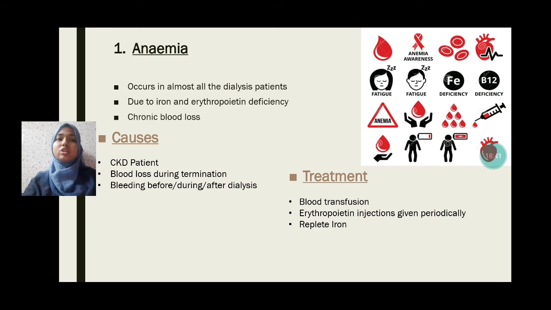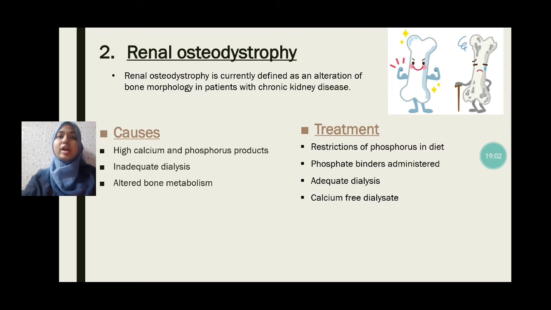Treatment, how will we treat this? If the hemoglobin level is low in the patient, then blood transfusion should be administered, and erythropoietin injections will be given periodically, and replete iron. The dietitian will prescribe a diet with a good amount of iron.